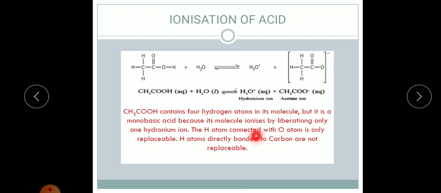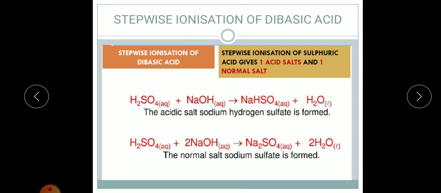The hydrogen atom connected with the oxygen atom is the only replaceable one. H atoms directly bonded to carbon are not replaceable. So in this acetic acid, although we have 4 hydrogen atoms, only this hydrogen will be replaced and form hydronium ion because it is attached to oxygen, whereas this hydrogen is attached to carbon, so it's not replaceable.